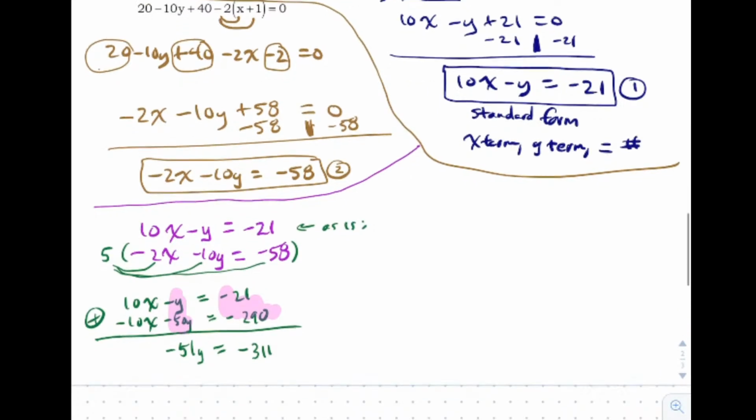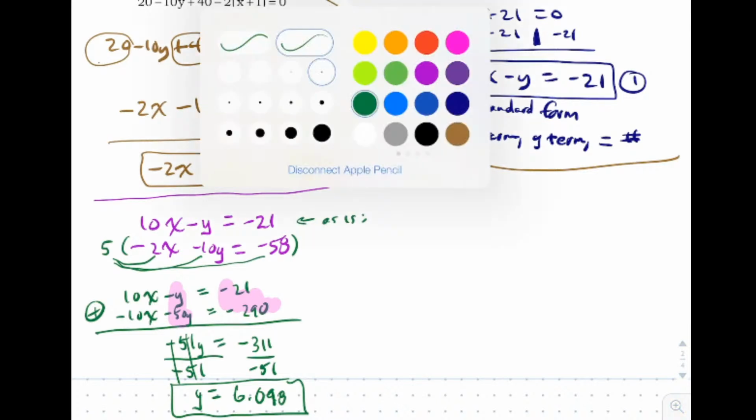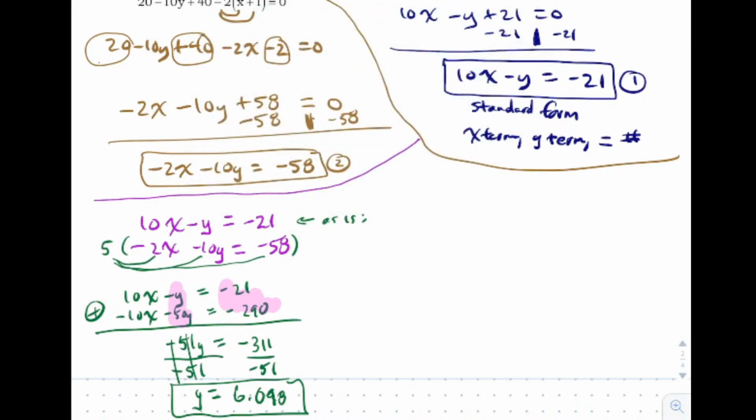So far, so good. Keep your eye on the y. It shows me that I need to shove a negative 51 under both sides. That way I'm canceling it off the y. Y equals, time for a calculator. Negative divided by negative is going to be positive. 311 divided by 51. Hit the SD button. Yeah, I'll go to 3 decimal places again. 6 point, looks like 0, 9, 8. 6.098. That's my y.